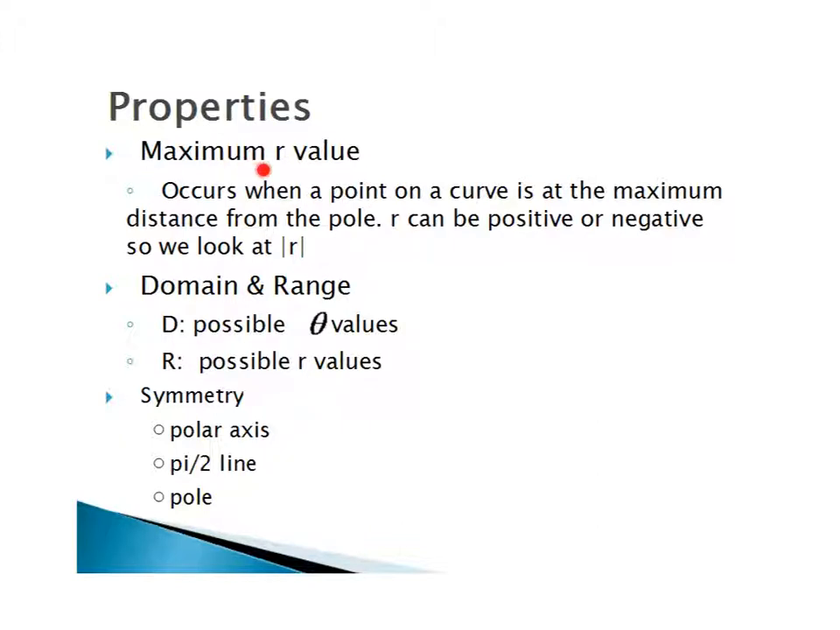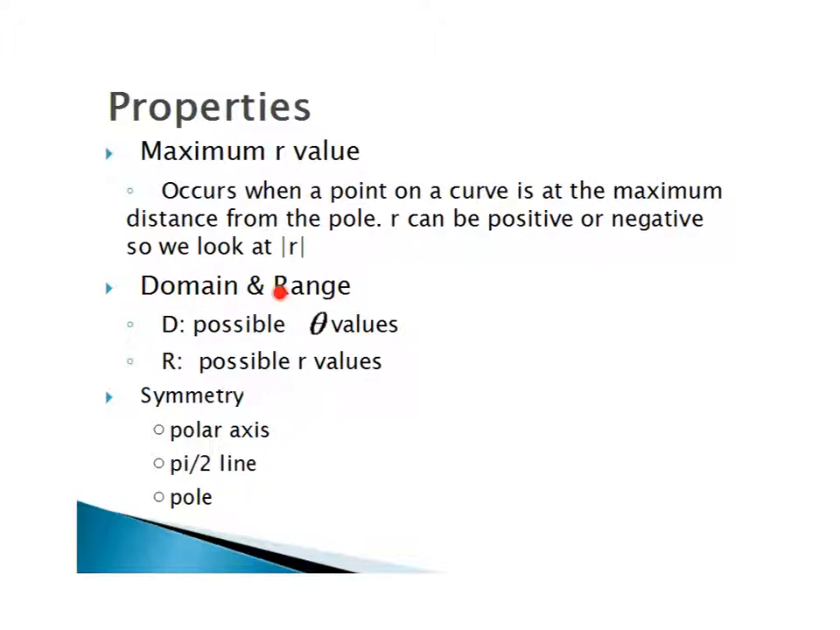The maximum R value means wherever you're at on the graph, where's the farthest out that it gets? We call that the max R value. And it's going to occur when a point on the curve is at its maximum distance from the pole, okay? Now here's what's tricky though. R can be positive, but remember it also can shoot backwards through the polar graph, so it might be negative. But you're still looking at how far from the pole it is, so we will always use the absolute value of R as the max R value.